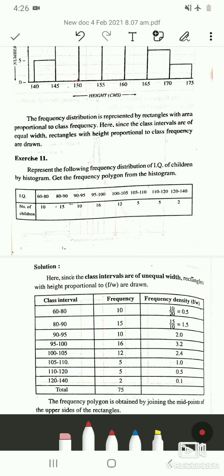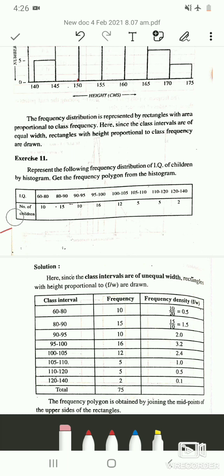Represent the following frequency distribution of IQ of children by a histogram. Get the frequency polygon from the histogram. So they have given IQ. The first class interval is 60 to 80, 80 to 90, 90 to 95, 95 to 100, and so on till 120 to 140, and corresponding frequencies are given, that is, number of children.